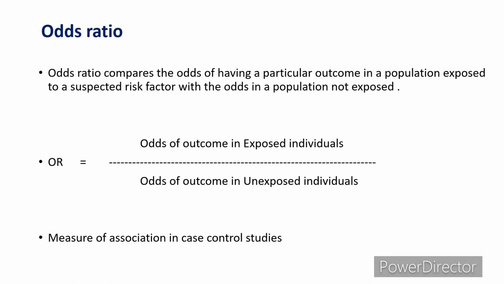Next is odds ratio. Odds ratio compares the odds of having a particular outcome in a population exposed to a suspected risk factor with the odds in a population not exposed. This is similar to odds, but here we are taking the ratio. That's the only difference. In odds ratio, the odds of outcome in exposed individuals is divided by odds of outcome in unexposed individuals. So the measure of association which is most commonly used in case control studies is the odds ratio.